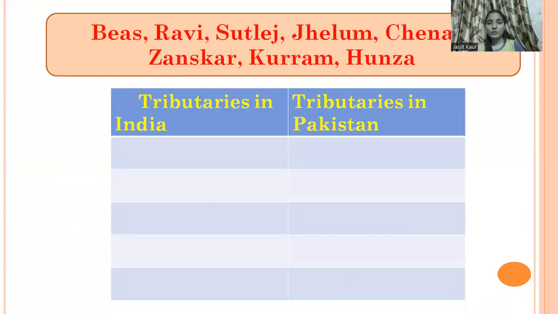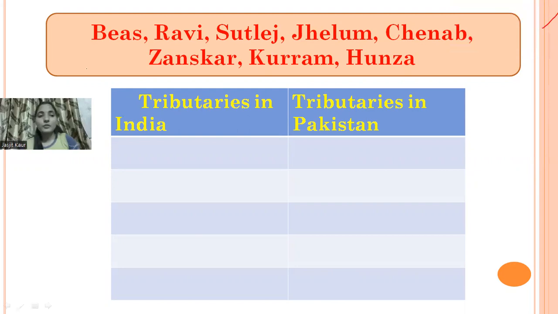So now moving forward, here I have written certain names of tributaries of the Indus River. You have to tell me which tributary is a part of India and which tributary is a part of Pakistan. So Beas is a part of which country, India or Pakistan? Yes, it's a part of India. And then Ravi, yes, it's a part of Pakistan. Then Satluj is part of Pakistan.